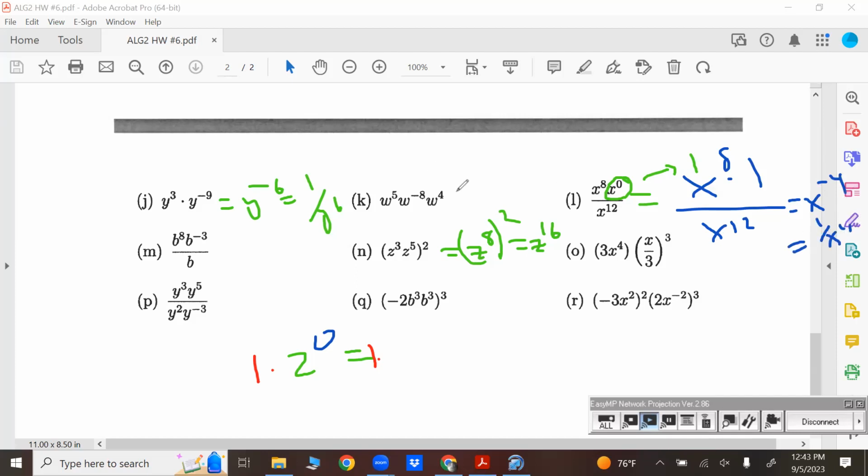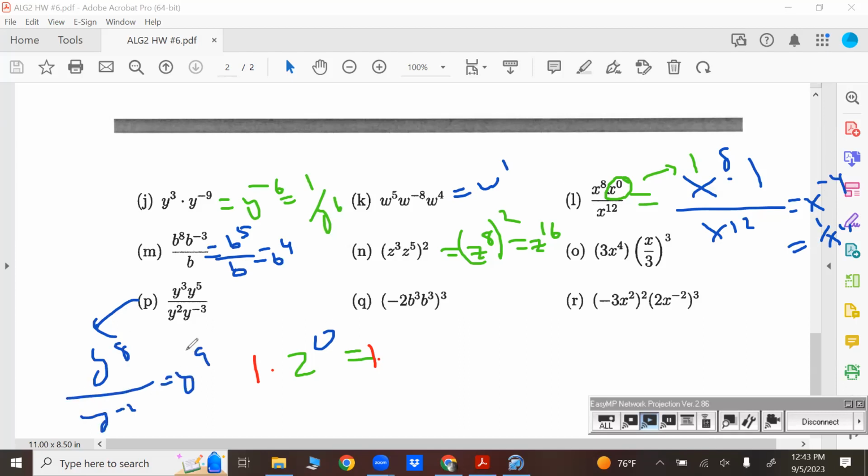For k, that's going to be w to the 1, or w straight up. For m, that's b^5 over b, which is b^4. For p, you have y^8 over y^-1, and when you subtract those exponents, you get y^9. For q, you have negative 2 raised to the 3rd power, and then you have b.